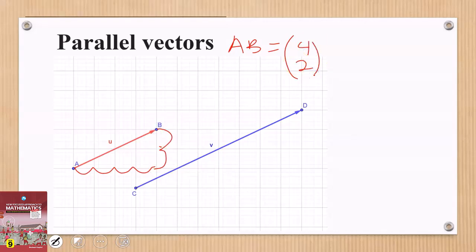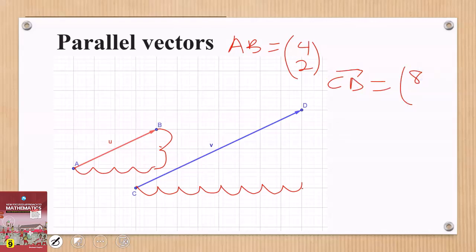What it means here is that vector AB is (4, 2). Now let's look at vector CD. Vector CD is 1, 2, 3, 4, 5, 6, 7, 8. So for CD, the x component is 8 and the y component is 1, 2, 3, 4, so positive 4 because we went upwards.